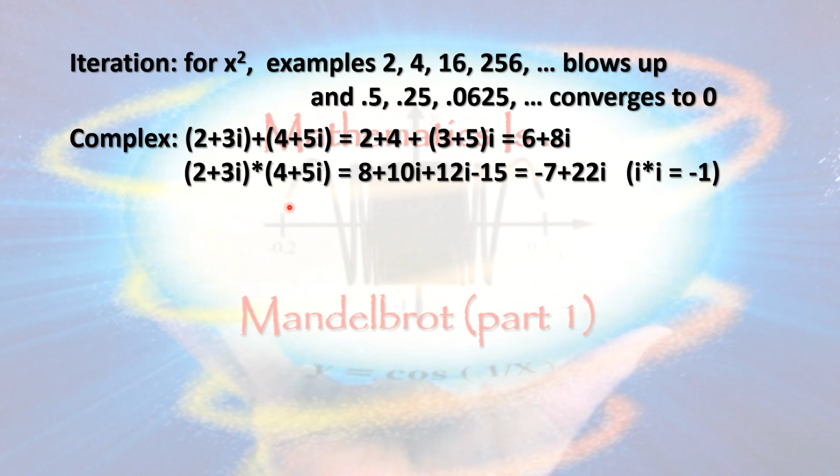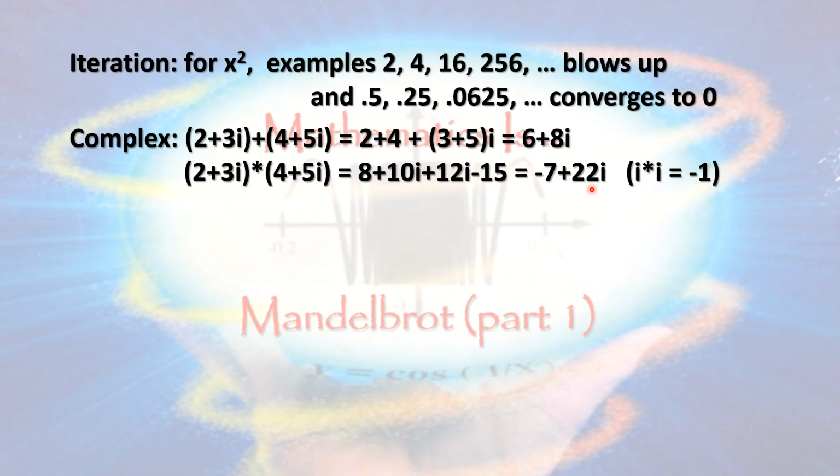4, 3i times 5i. In that last term, you've got i times i. We're going to assume that i times i is -1. Since i is the square root of -1, that makes sense. So we have 8 and a -15 at the end, making -7. 10i plus 12i is 22i.